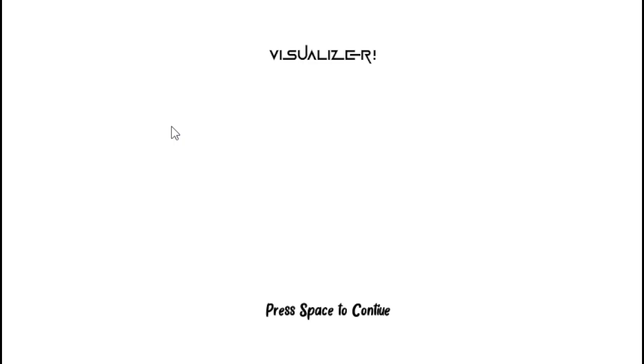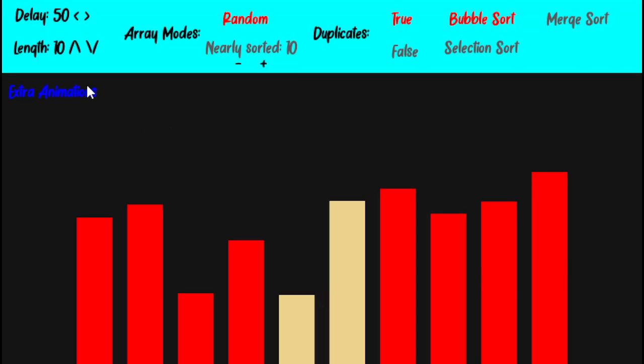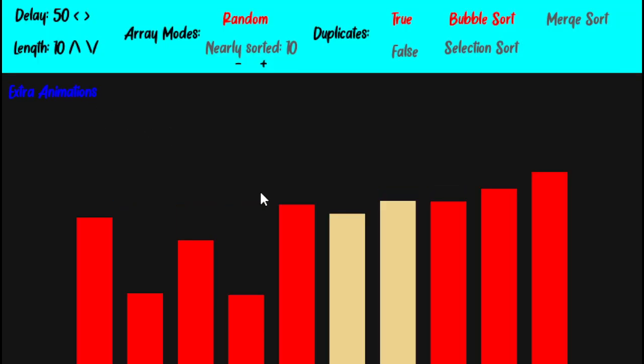So when you start my program, this is what you see. This is the main menu. Right now there is basically only one option, and it's to go into the sorting visualizer state. You do that by pressing spacebar. And once you do that, you are faced with a sorting visualizer.